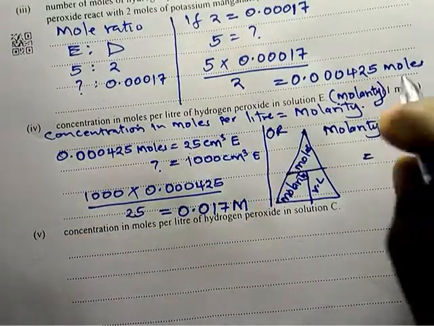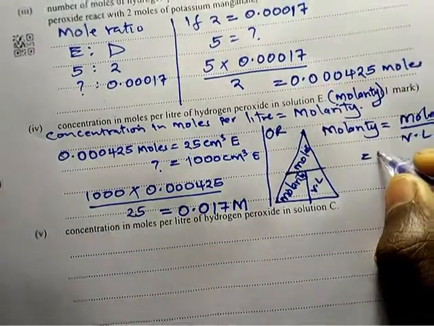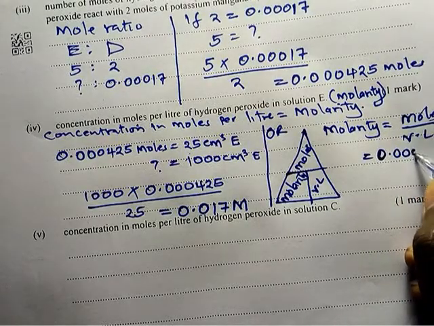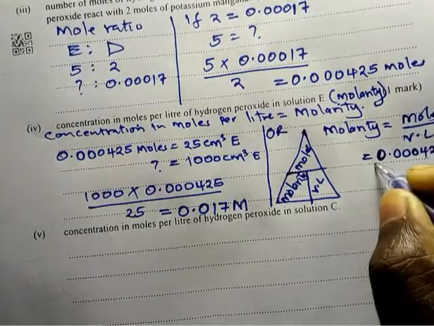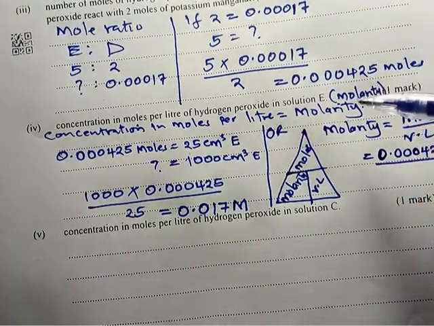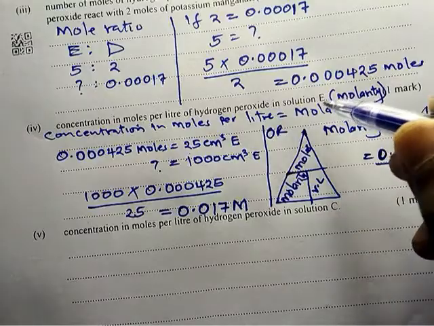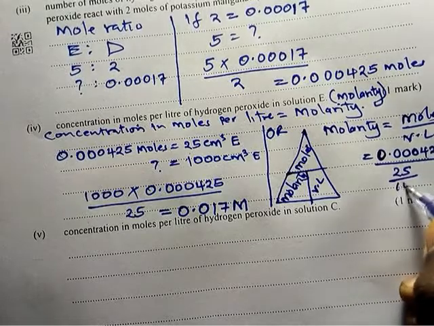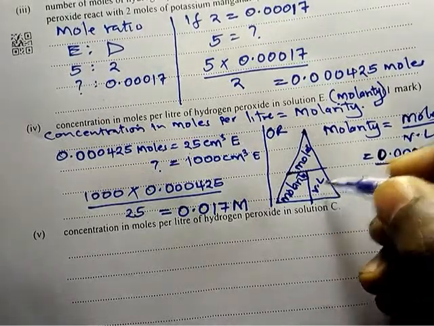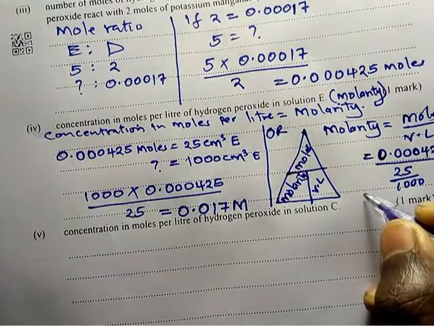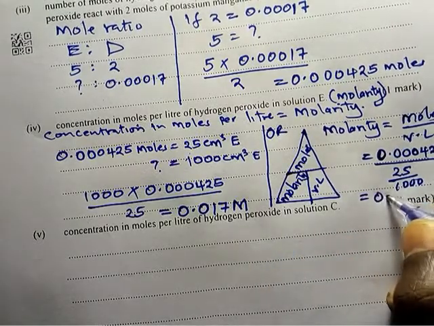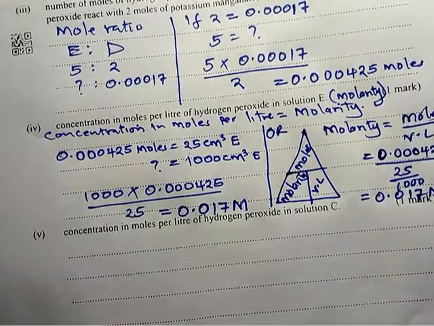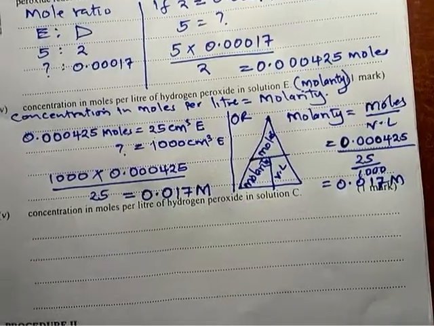So our moles is 0.0000425. We divide by the volume of that solution. What was the volume of E that was used? It is 25. So 25 divided by 1,000, changing that into liters because this volume must be in liters. By so doing, you will realize that the answer is going to be 0.017 capital M. That's another way you can do it.